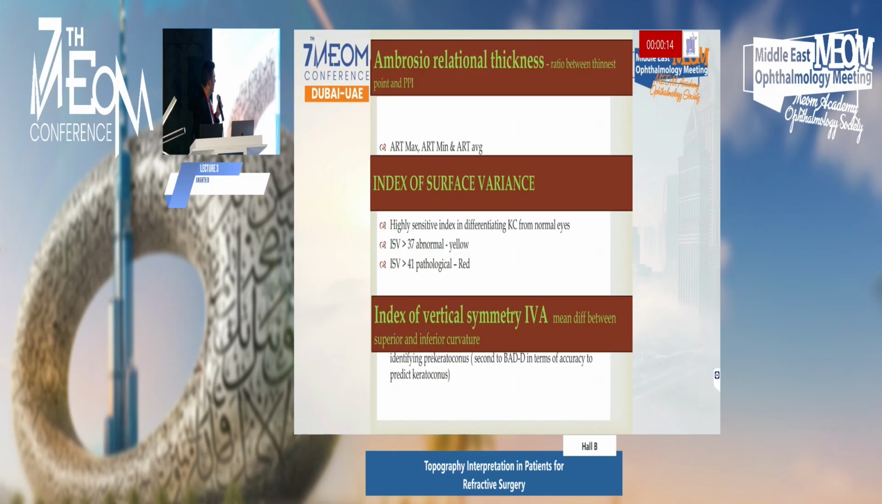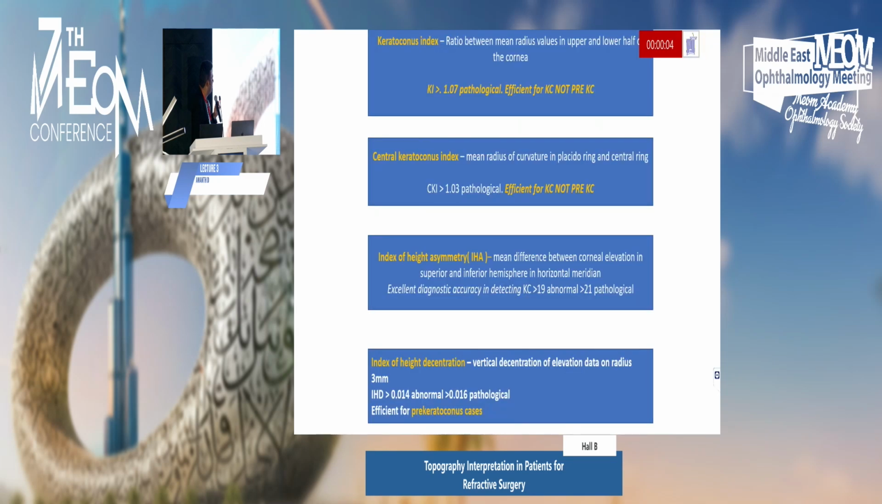The index of surface variance is highly sensitive to differentiate keratoconus from normal. This ISV is very clear cut for pre-keratoconus patients. Central keratoconus index, index of height asymmetry.